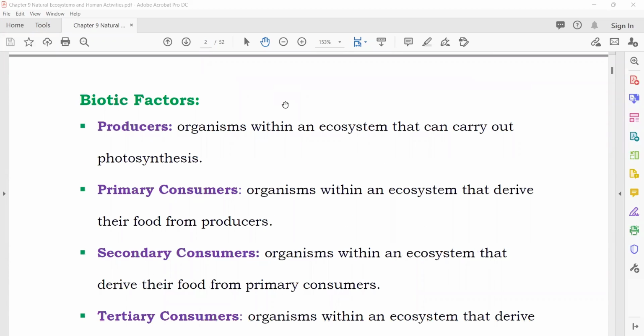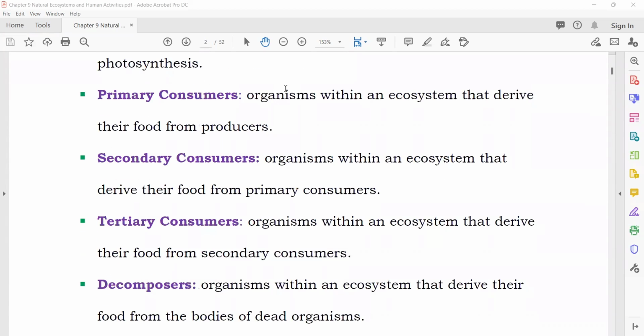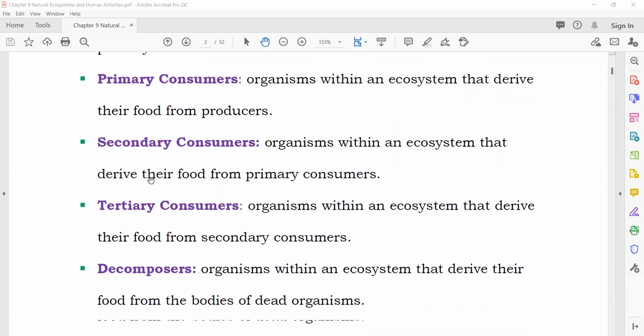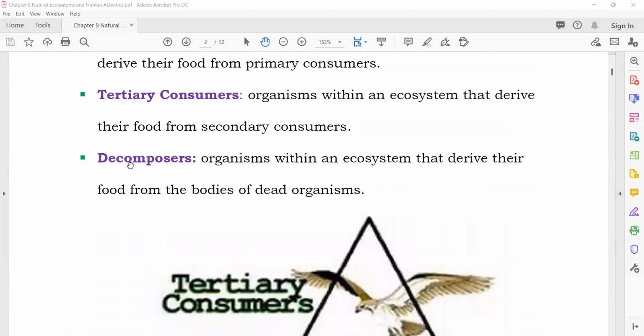Biotic factors. Now we'll see what the biotic factors are. We studied that the biotic factor means living things. In that you have producers, especially the plants, and primary consumers, which use the producers in the first stage. Then those who eat the primary consumer are known as secondary consumers, and secondary consumers are eaten by tertiary consumers. After that you have decomposers, which break down the organisms, especially the dead organisms.